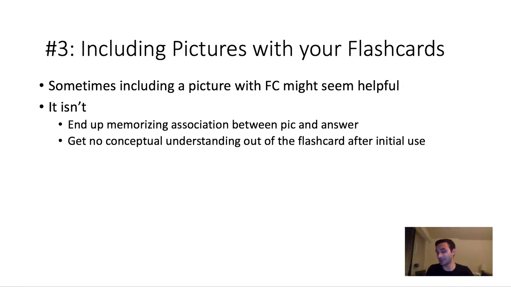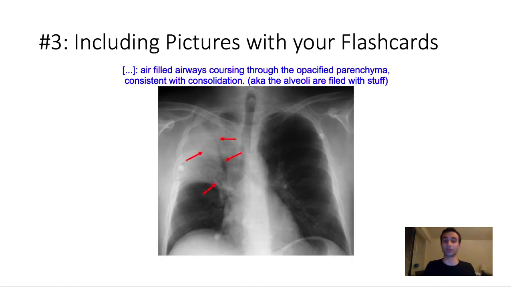The number 3 mistake that I see students make is including pictures in the front of your flashcard. When you include pictures in the front of your flashcard, you end up memorizing the association of the picture with the answer instead of the underlying concept. Because of that, you get no conceptual understanding of the flashcard. You just memorize, oh, I know that picture, and whenever I see that picture, the answer is mitochondria. You memorize that association, and you don't actually end up memorizing the underlying foundational concept.